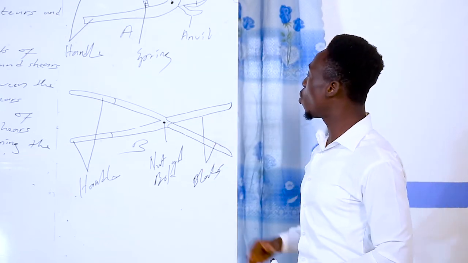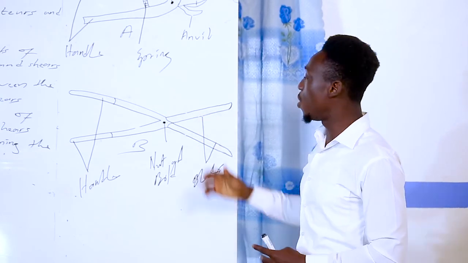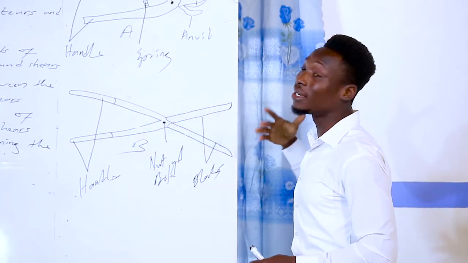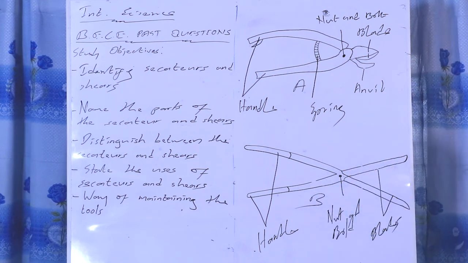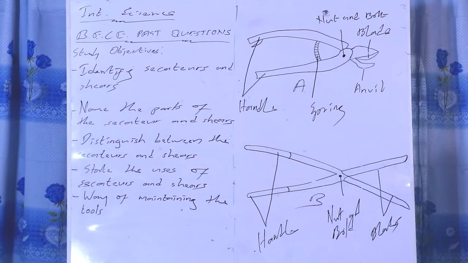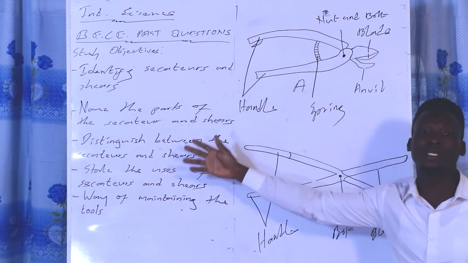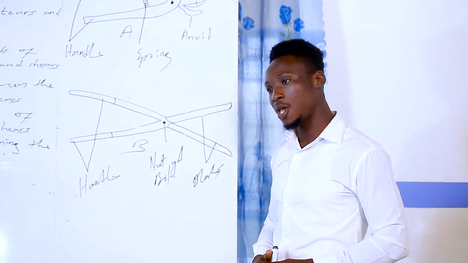Then what we have here is two blades, which are very lengthy. So absence of spring, two lengthy blades. So a clue for garden shears. You should be able to answer such questions like these ones, just in case you happen to see them.